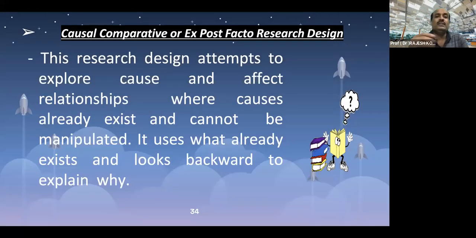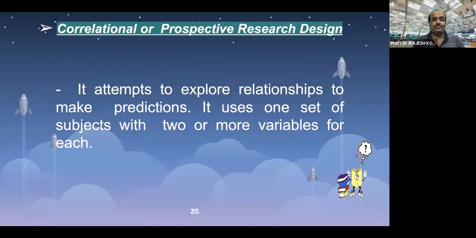Next, causal comparative, or ex post facto research design. This design also attempts to explore cause and effect relationships where causes already exist and cannot be manipulated. This is the main point in ex post facto: the situation has already occurred. It uses what already exists and looks backward to explain why it has occurred.